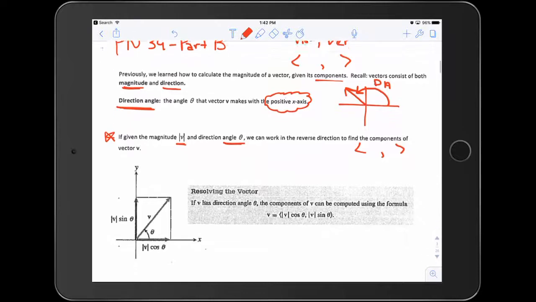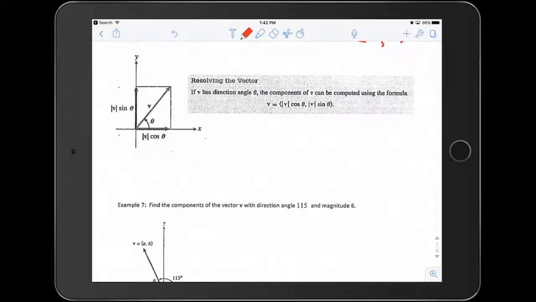So I just want to come down here, and this is really, really powerful. It says, if v has direction angle theta, the components of v can be computed using the following formula. You have the magnitude of v cosine theta, magnitude of v sine theta, and this is going to give you that component vector. If we want to talk about the horizontal and the vertical movement, we'll call it x and y.